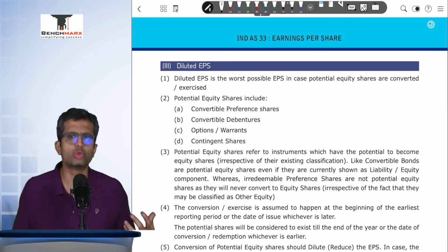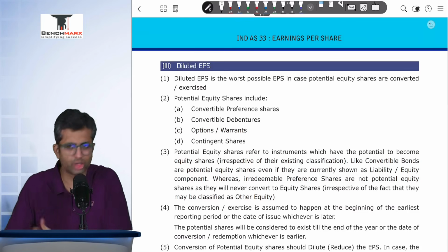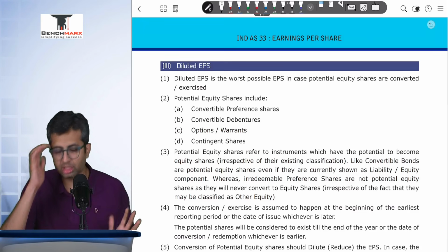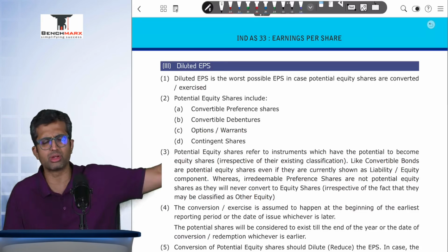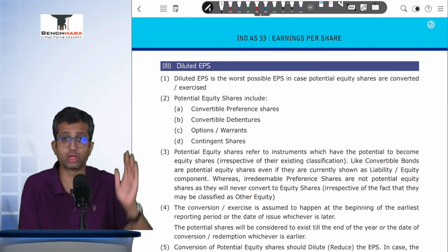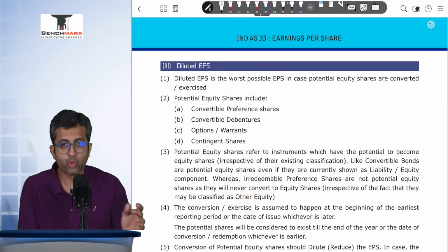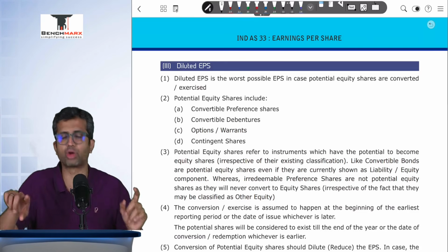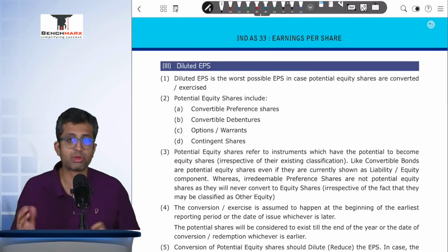And till when do they remain potential? Well, till the end of the year or till the date they have been converted or redeemed, whichever is earlier. So it is very much possible that these instruments were outstanding since the last 10 years. However, during the current year on 31st December 2024, these got converted into equity shares. So these got redeemed. However, EPS is for the year, and hence for the first 9 months they were potential, and hence they will be going into the diluted EPS calculation.